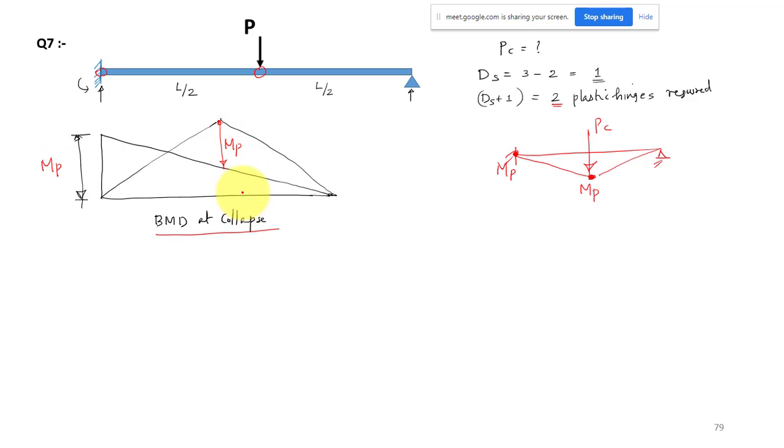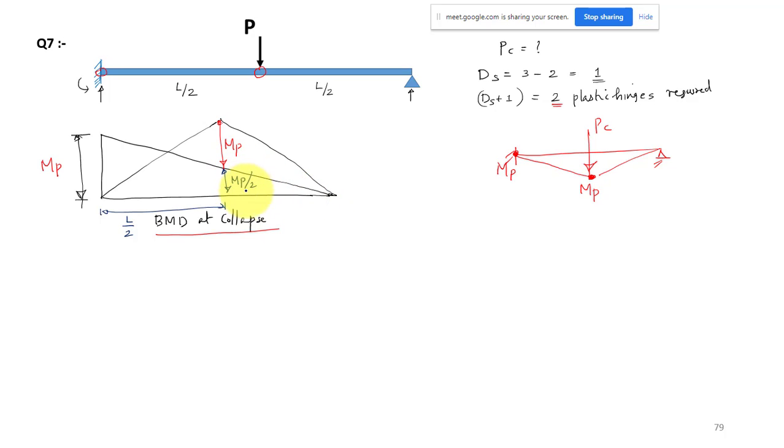And if it is MP and this distance is L by 2, this is your L by 2, what will be this value? We can find out from similar triangles. This height will be MP by 2 because it is MP. So I am using this triangle: MP by L is equal to this height by L by 2. So finally this will be MP by 2.